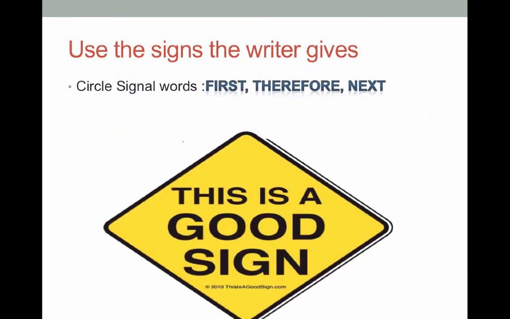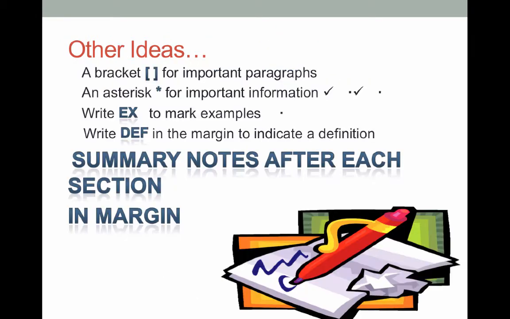Always use the signs the writer gives if they're there. You want to circle those words like first, therefore, next, and so on, because the writer is signaling to you that something important is coming up.